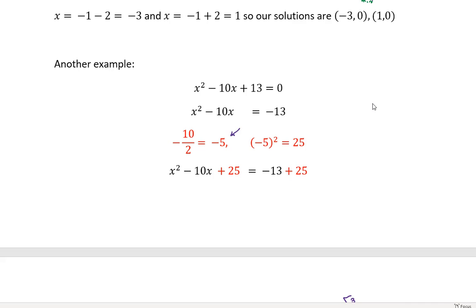I'm going to take my b, and I'm going to take that b and divide it by 2, which is going to give me a negative 5. And then my negative 5, I'm going to square, which gives me 25. All right? And so this goes both places. This goes here and here, right? All right, so I've set it equal by putting it in both places.